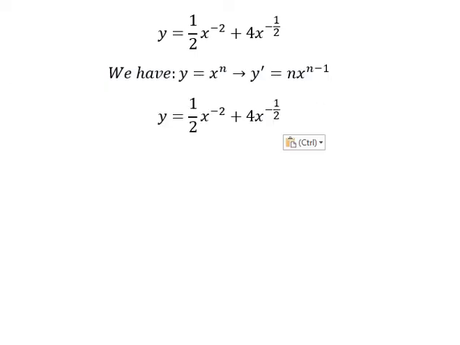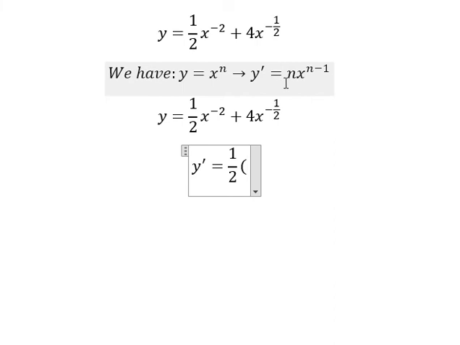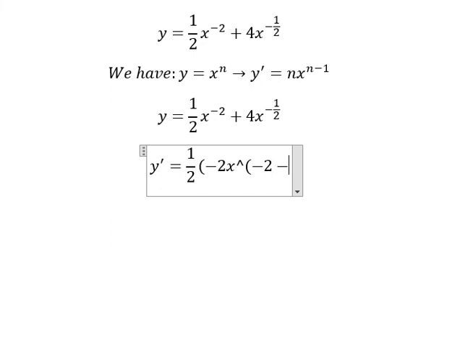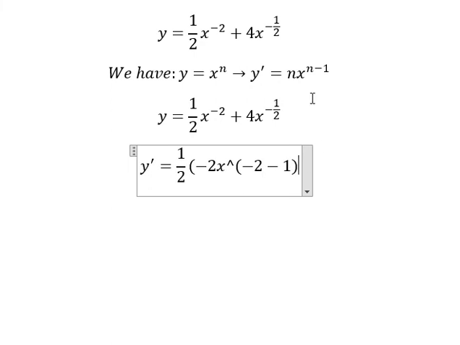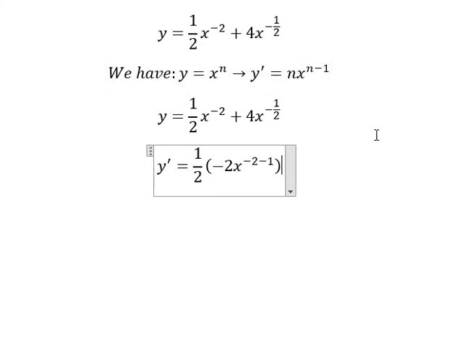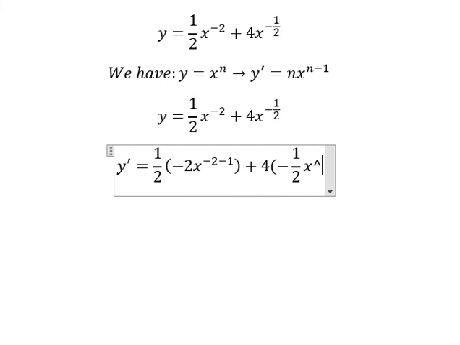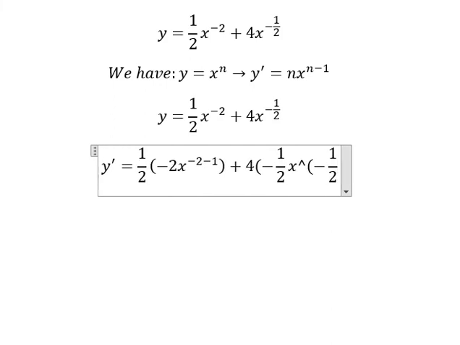So if we do the first derivative, we will have negative 2, just like representing n in here. x to the power of negative 2 minus 1, negative 1, that's it from here. This one you got negative 1 over 2. And we have minus 1 in here.